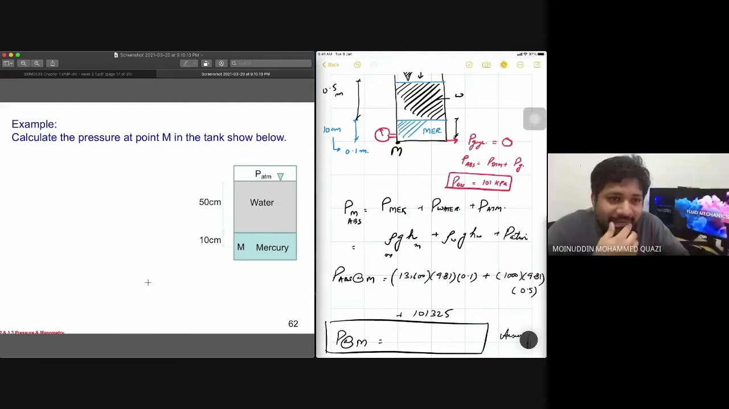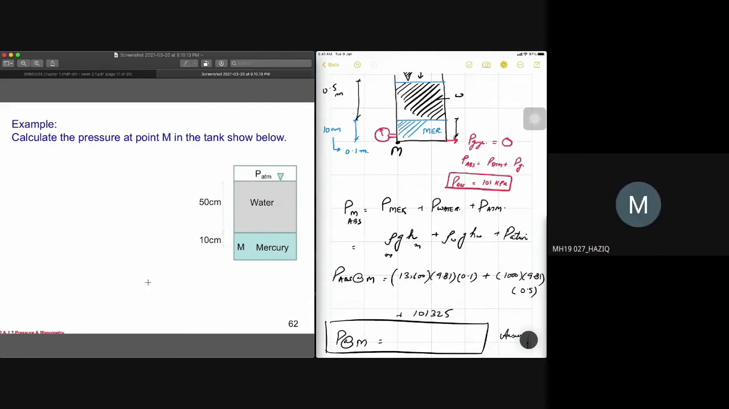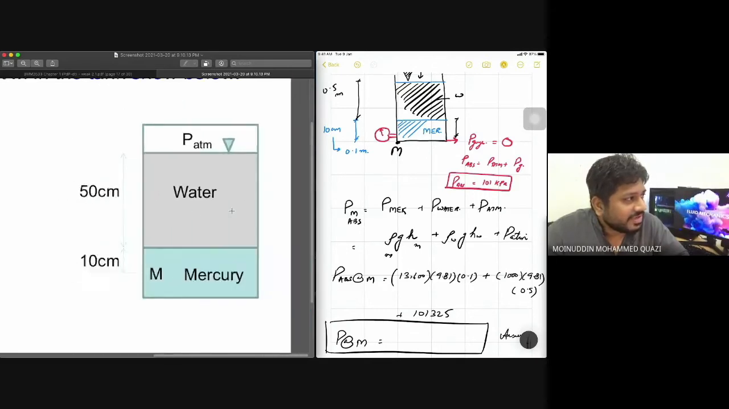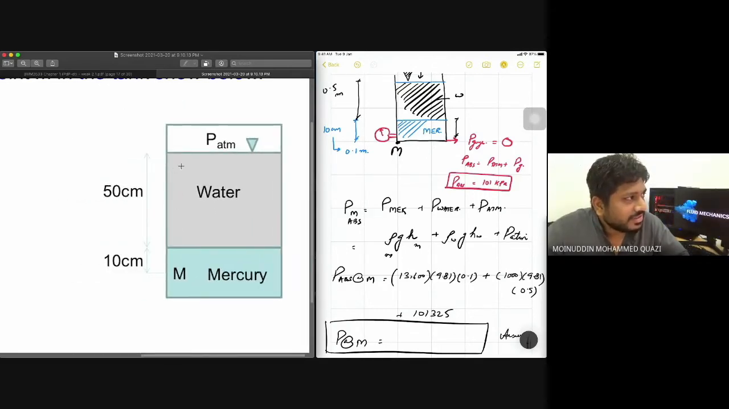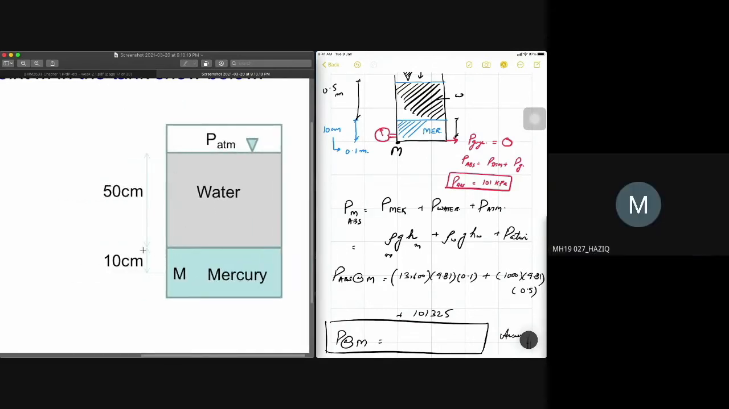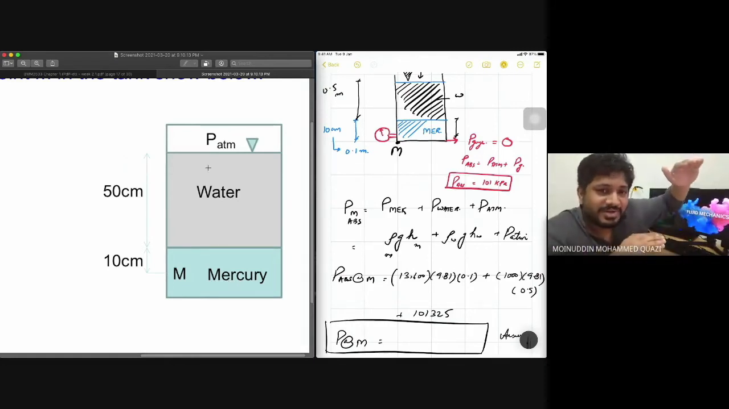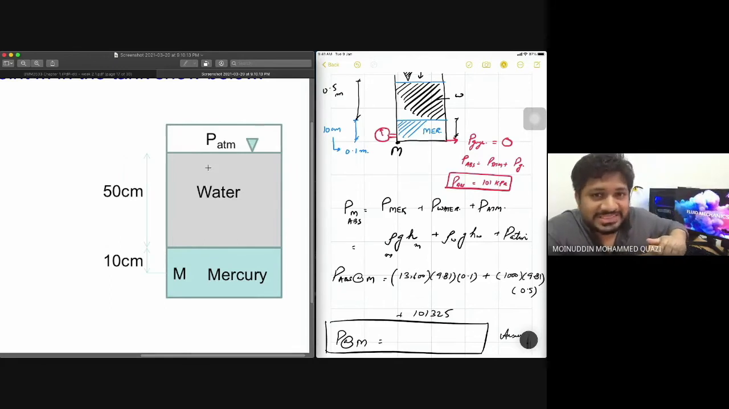Sir, why does the height of water not equal 60 cm? Because you see, maybe you cannot see, the water height is from here to here only. So it's 50, not including from the bottom, because at the bottom there is mercury, another fluid. Water is from the top down to 50. Below, there is no water. Below is mercury. They do not mix. Okay, thank you, sir.